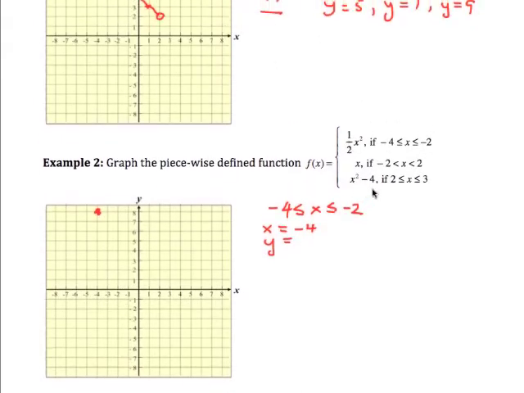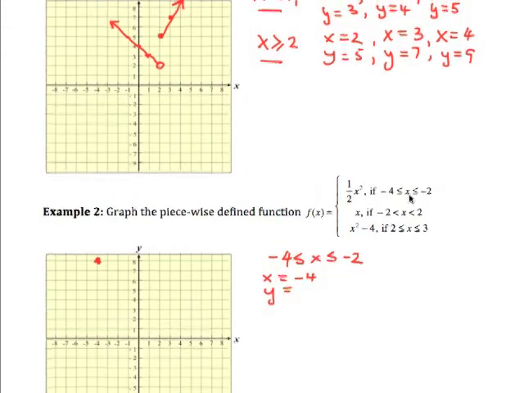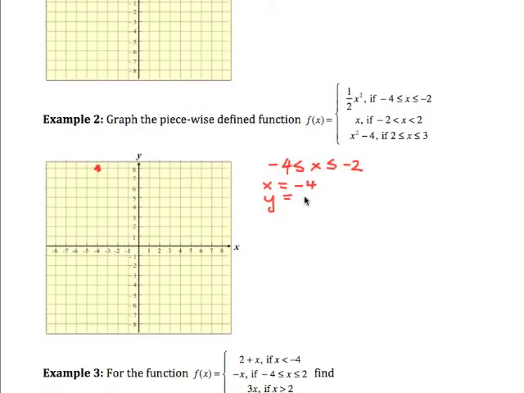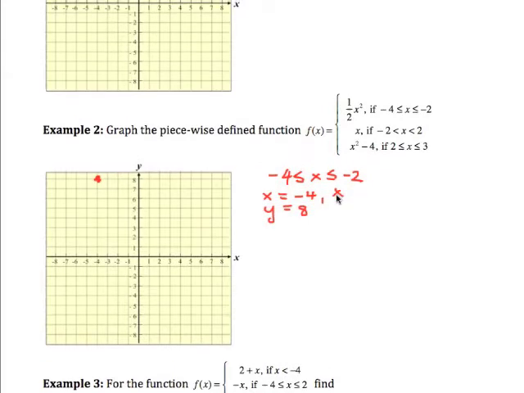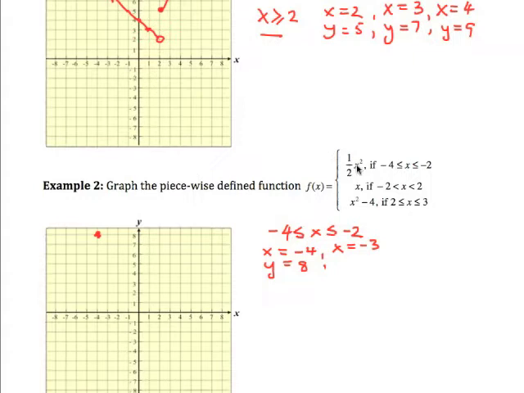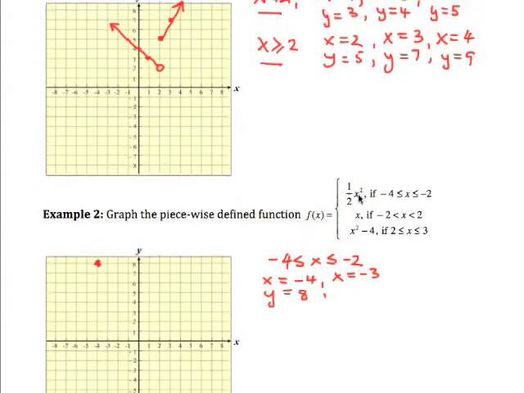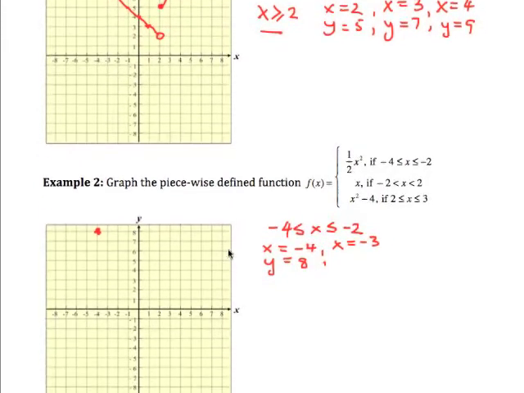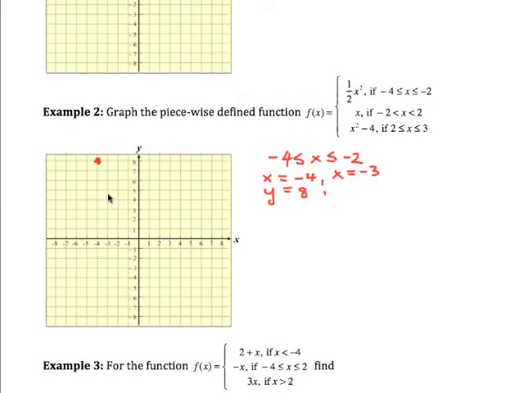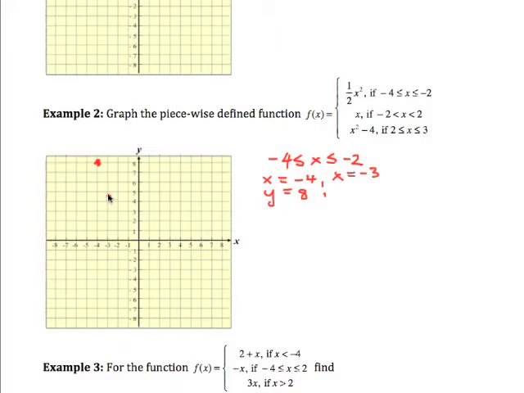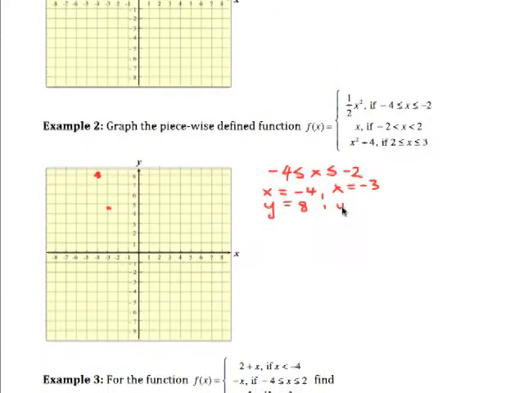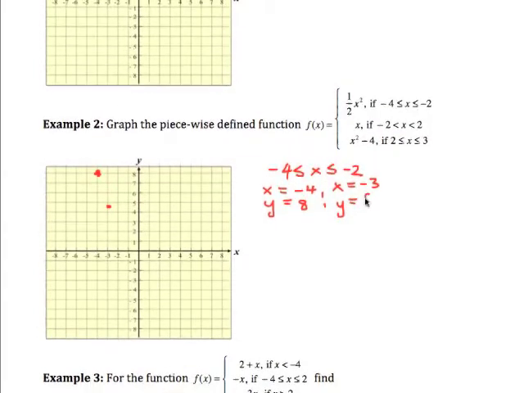Right, now what happens if I do somewhere in between here, like -3? If I put -3 in here, what do I get for the y value? Well, -3 squared is 9, and half of 9 is 4.5, so we'd end up with this value here. So y is equal to 9 on 2.